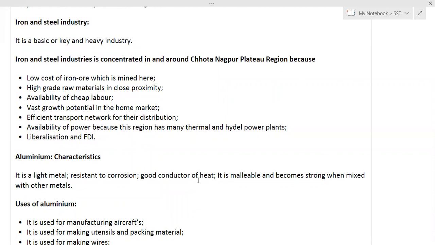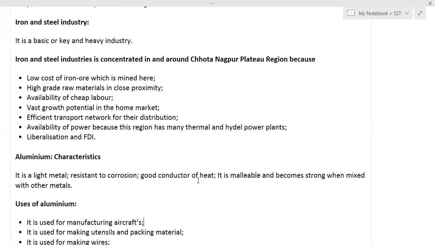In Bangalore, you might have heard of KGF, the Kolar Gold Fields. It is a place where gold is extracted, and in southern India so much iron ore and many minerals have been extracted. So this area is popular for its minerals. Higher grade raw material is available in close proximity.